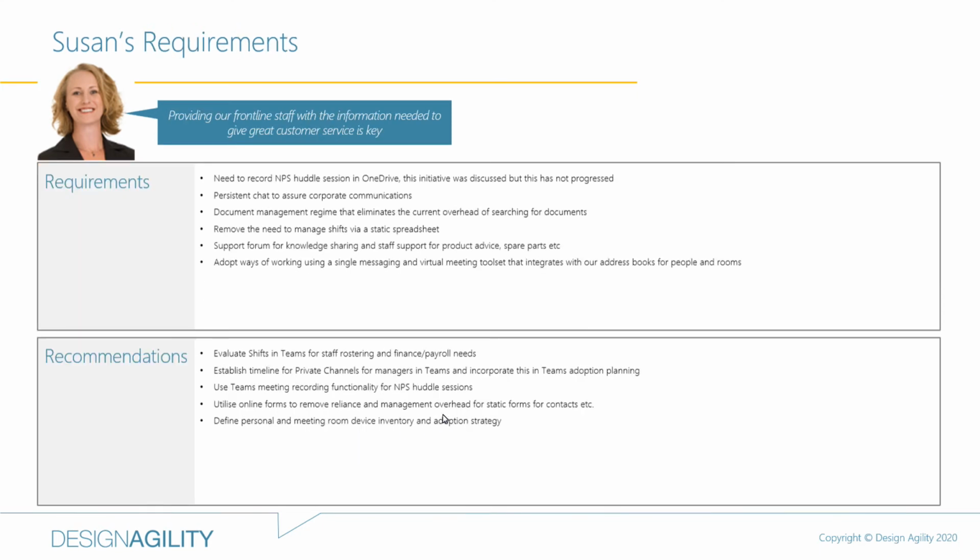A little further, she wants to be able to provide frontline staff with the information needed to give great customer service. So requirements: needs to be able to record her huddle sessions in OneDrive. Needs a persistent chat to assure corporate communications, document management, etc. Some recommendations that come out of this: evaluate Shifts in Teams for the staff rostering, establish a timeline for private channels for managers and teams, etc. So these are the recommendations coming out of the requirements.